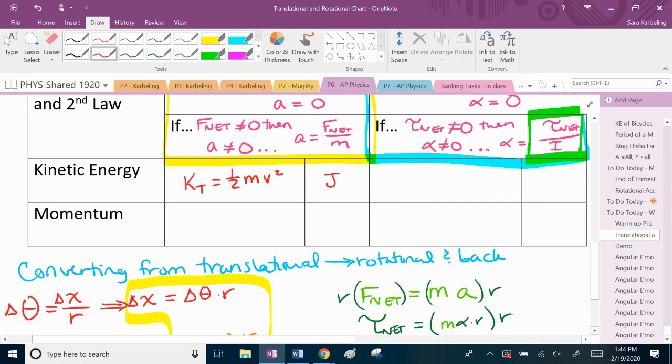This is the one that we talked about. We rolled some things down the ramp. We talked about a bunch of things. You worked on some problems. How do we quantify rotational kinetic energy? K sub r.